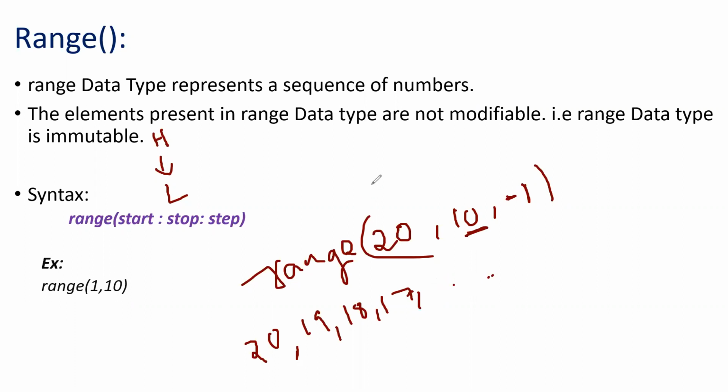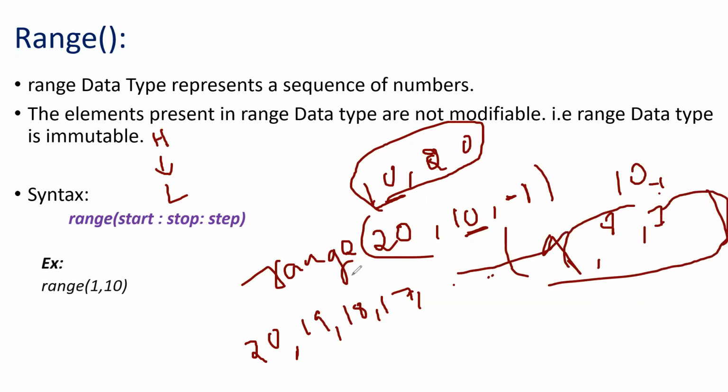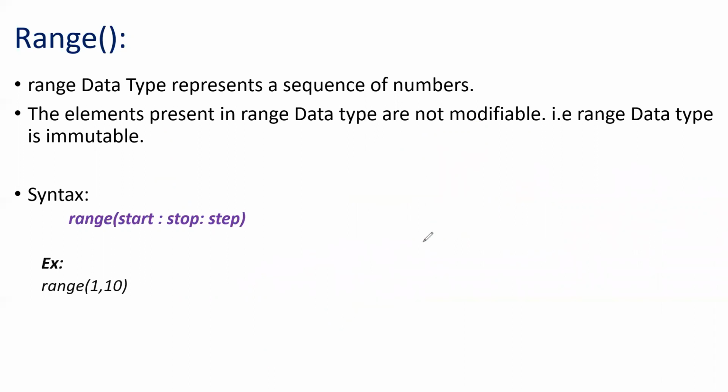Suppose I give 10 comma 20, it will not give any kind of output because the starting value is 10, and 10 minus 1 is 9, which is not in the range. The increment or decrement should happen within this range only. If I give -1, it goes to 9, 9 minus 1 is 8, 8 minus 1 is 7. These values are not in this range. That's the reason it will not give output. I'll show you while doing the practical. So the output is here.